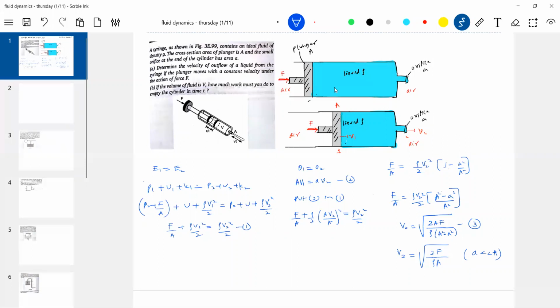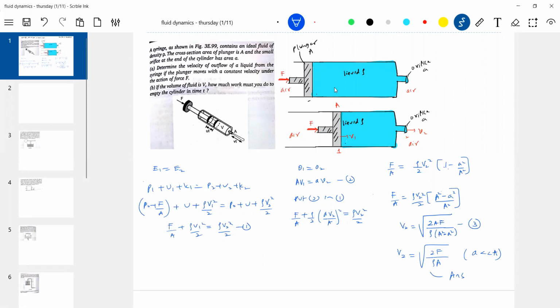If you put denser liquid in the syringe and try to press with the same force, it will come out with less speed. You fill up honey, press it, then fill up water in the syringe and move the plunger with the same force, you can see the speed of the liquid emerging from the orifice will be different. Okay, this is about part A. There's one answer.